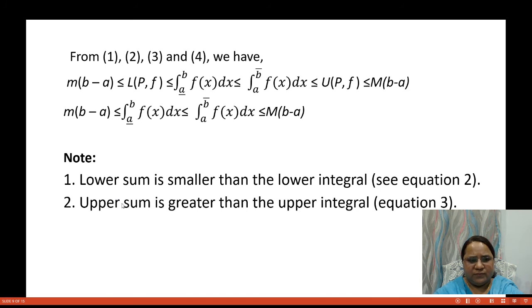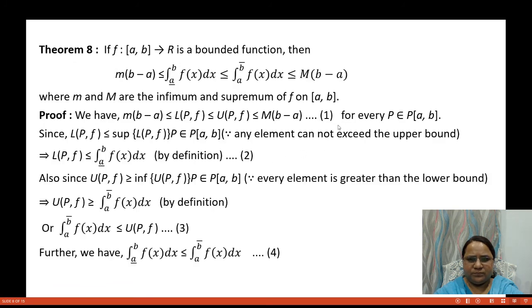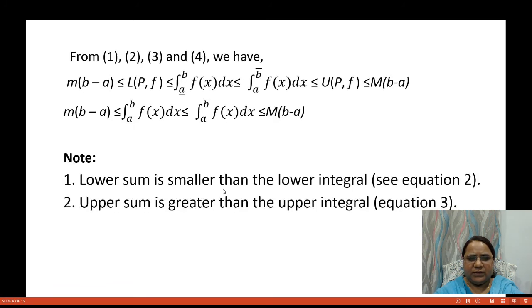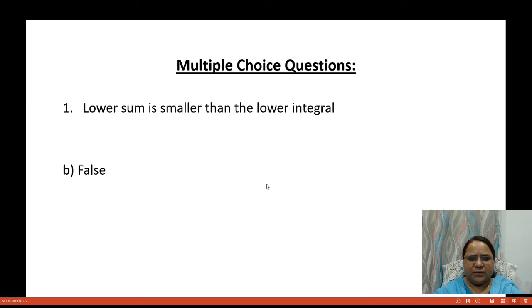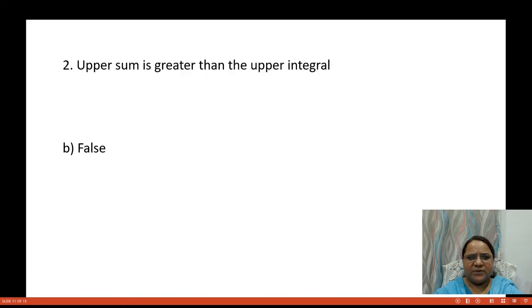Now we have got notes. First, the lower sum is always smaller than the lower integral; see equation 2. Next, the upper sum is greater than the upper integral; see equation 3. Now we have multiple choice questions. Lower sum is smaller than the lower integral, true or false? It is true. Next, the second question: upper sum is greater than the upper integral. That is also true.